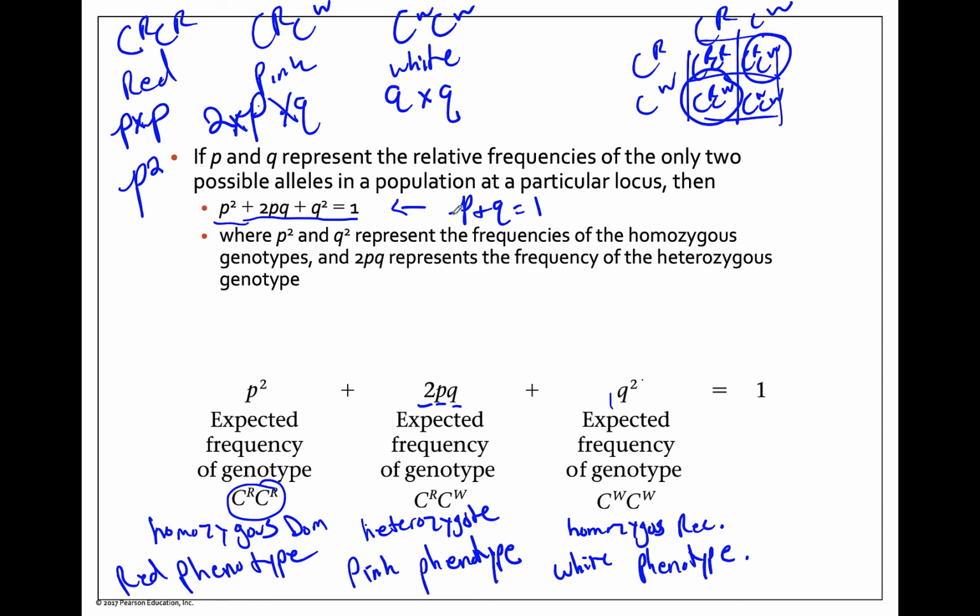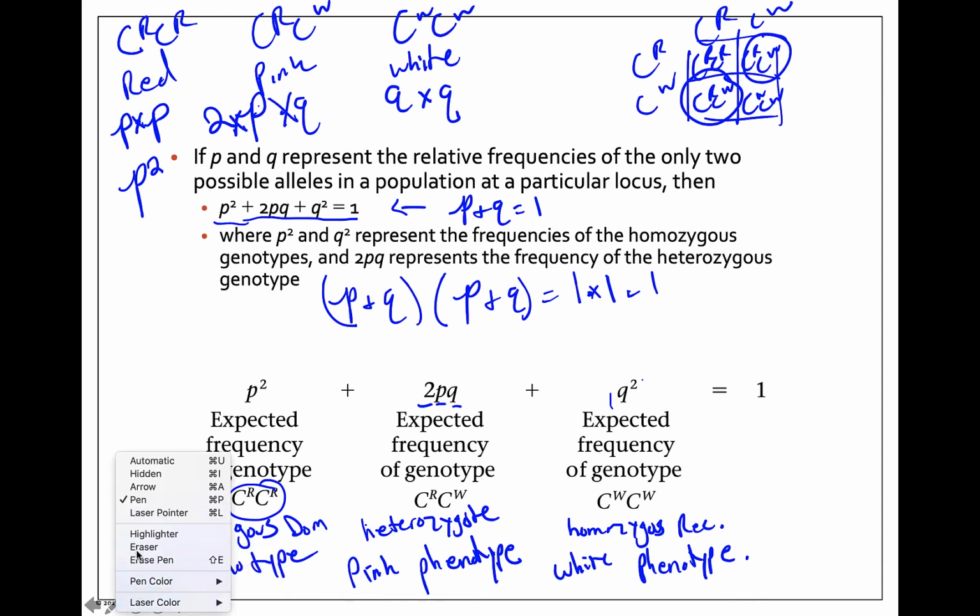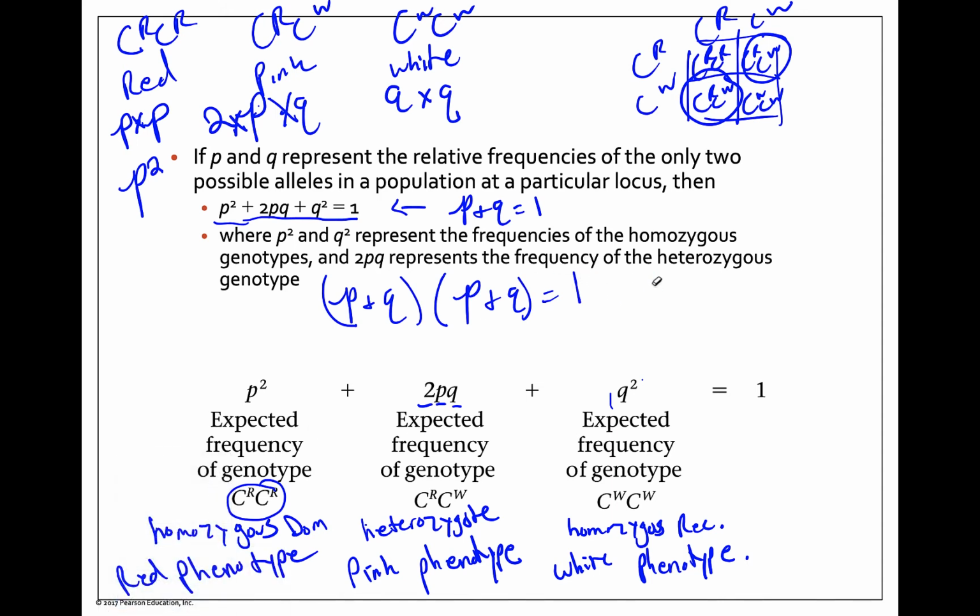So to get this from here, all I have to do is multiply these together. All right, so P plus Q times P plus Q is going to equal 1 times 1. Well, what does 1 times 1 equal? 1 times 1 equals 1. So I can just say that these are equal to 1.